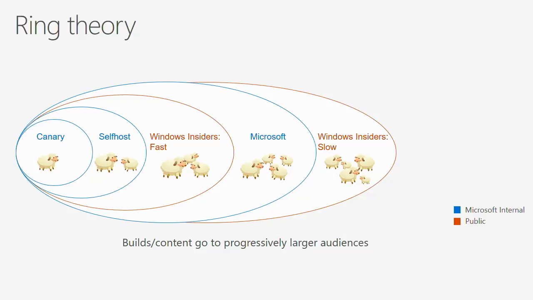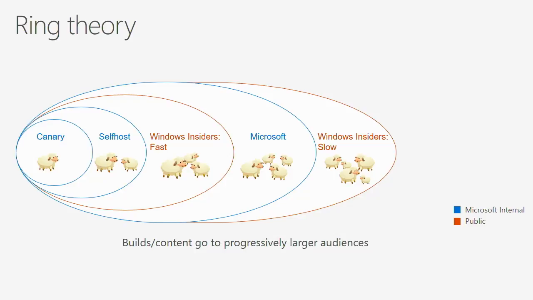Once we're good with the canary ring, it goes out to self-host. Self-host is the rest of our engineering organization. Everybody under Terry Myerson, our VP, gets a self-host ring, and self-host updates about 3 times a week. So canary is a daily build. I get a new build on my PC and phones every single day. Self-host goes out about 3 times a week, and then we populate to our Windows Insiders. So for anybody who is a Windows Insider in the Windows Insider Fast ring, you get builds about once a week, plus or minus, give or take.